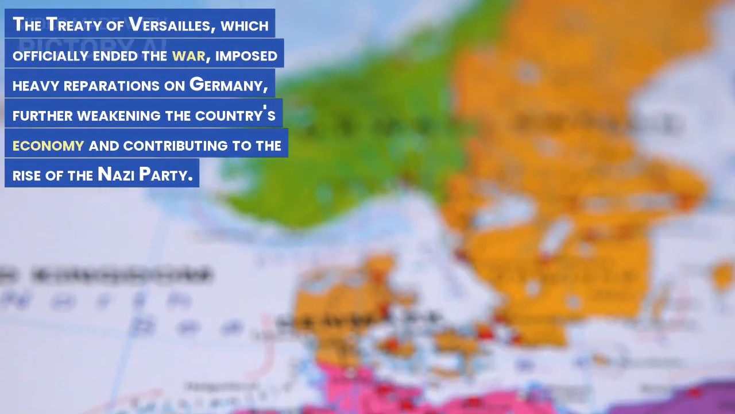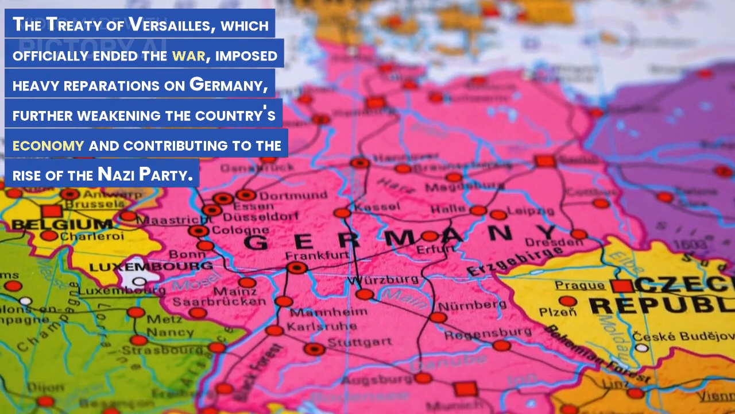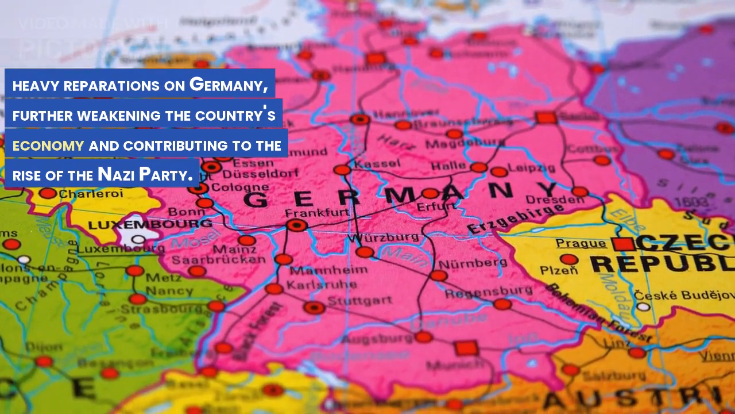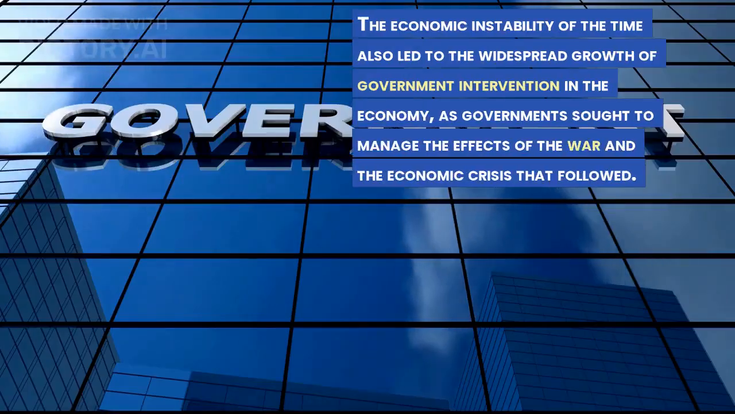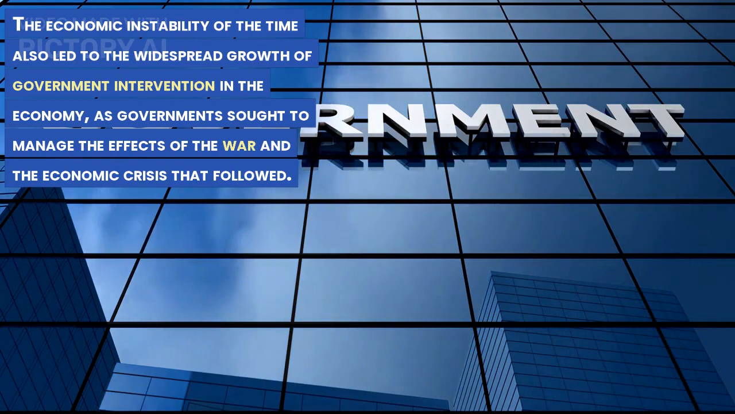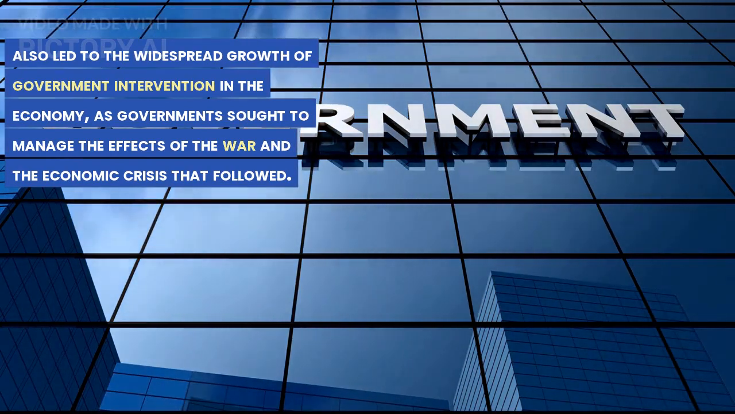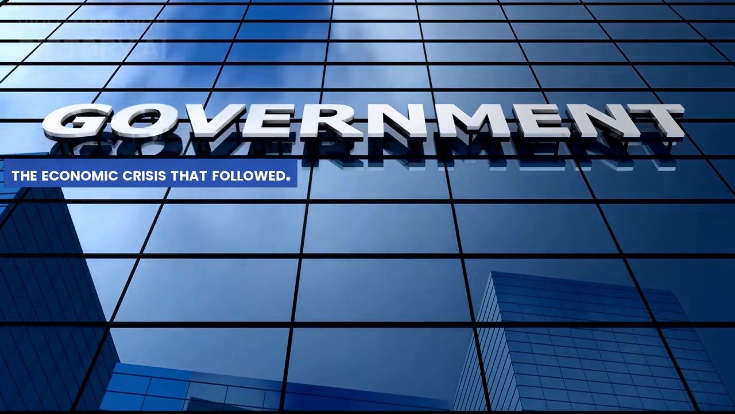The Treaty of Versailles, which officially ended the war, imposed heavy reparations on Germany, further weakening the country's economy and contributing to the rise of the Nazi Party. The economic instability of the time also led to the widespread growth of government intervention in the economy, as governments sought to manage the effects of the war and the economic crisis that followed.